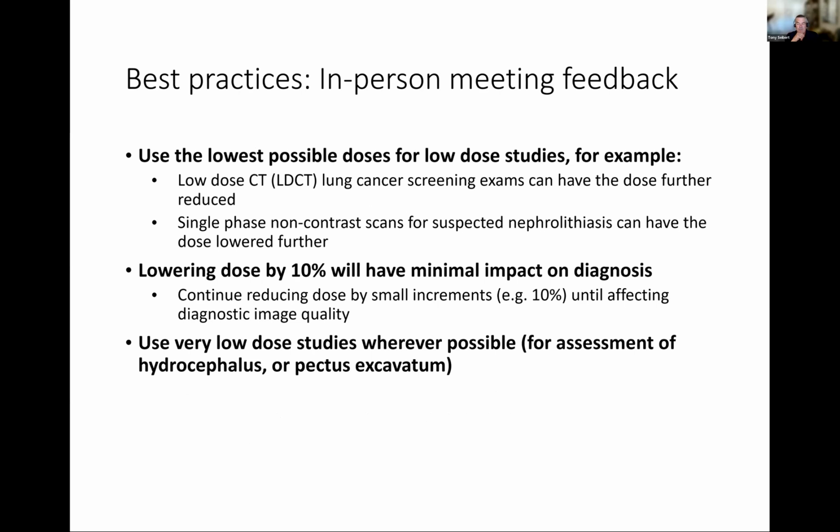Use the lowest dose possible for low dose studies for lung cancer screening and renal stone evaluation. That's a probably pretty straightforward issue that we all tackle. A rule of thumb is that we use a lower dose if we want to see how low we can go by 10% increments until the noise becomes excessive relative to the necessary diagnostic image quality for the exam. I know that Ramit was really proud of being able to have really low doses, but sometimes they get too low and you have to back off and move back up. Other exams to consider a very low dose include hydrocephalus or pectus excavatum exams.